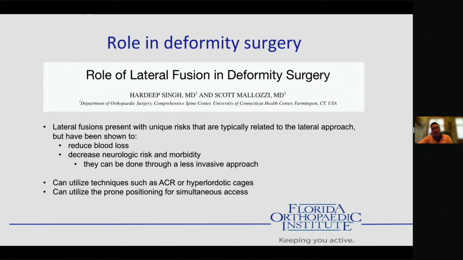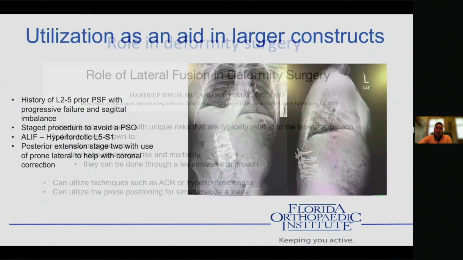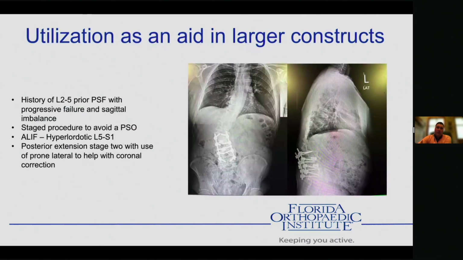Hardeep Singh and Scott Mosey looked at the role for lateral fusion in deformity surgery. And obviously we understand that there are unique risks associated with the lateral approach, but it has been shown to have decreased blood loss, as we've discussed, as well as neurologic risk and morbidity when done through a less invasive approach. And we can utilize techniques such as ACRs or hyperlordotic cages if we need to, and the prone positioning for simultaneous access allows us to approach the spine and save time and anesthetic time in these patients. And this can also be utilized in larger constructs as you get more comfortable with the positioning and the use of prone lateral.